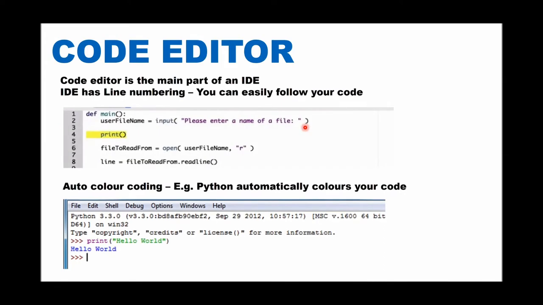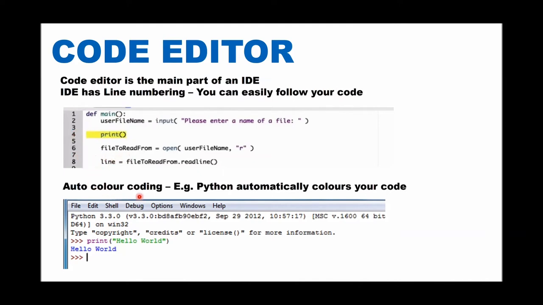Okay, what does all that mean? A code editor is the main part of an IDE. An IDE has line numbering. You can easily follow your code. Look, you've got line numbers, 1, 2, 3, 4. You can easily see which line your code is on.